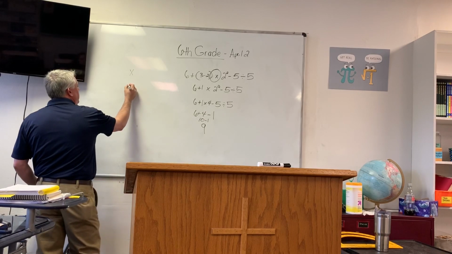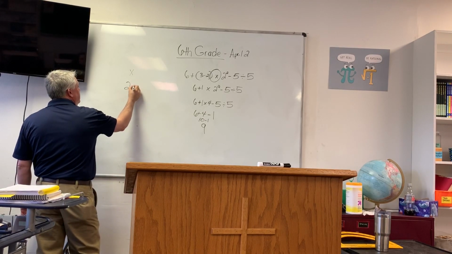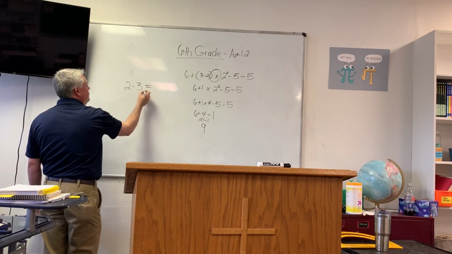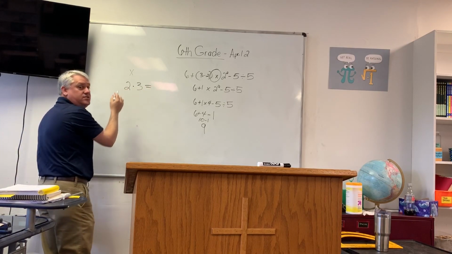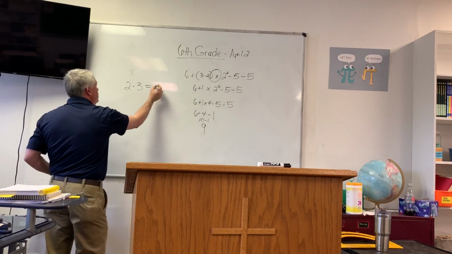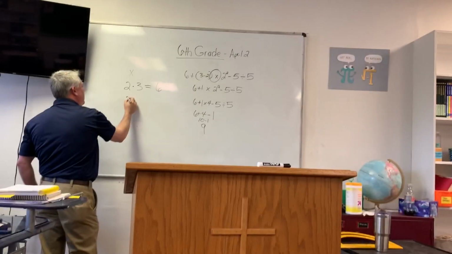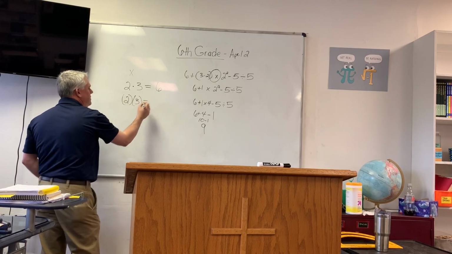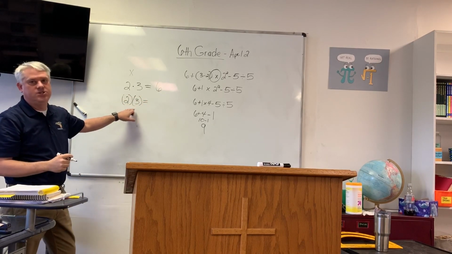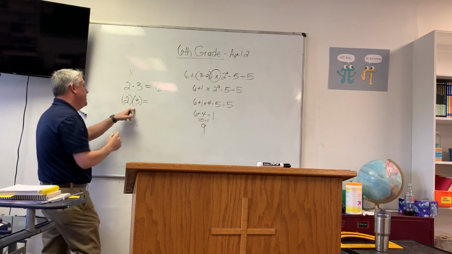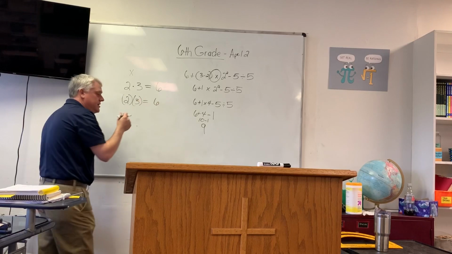One of them is a raised dot. So if we wanted to say 2 times 3, we could use this raised dot. It means multiplication, the same as that x did. 2 times 3 being 6. We also could use parentheses. These parentheses around these numbers mean multiplication. 2 times 3 is 6.